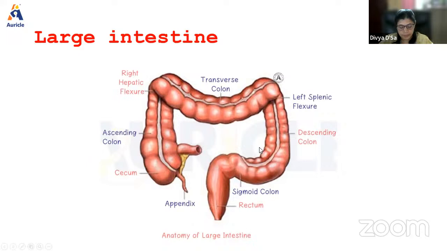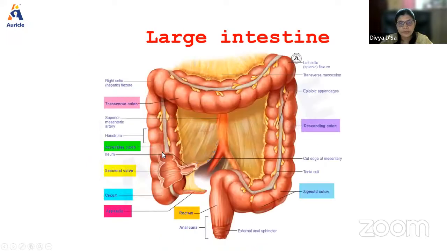So here the three features we see are the tinea coli, the appendices epiploicae, and these sacculations. Here, the tinea, we have three. One we call the tinea libera, another is the tinea mesocolica, and the other is the tinea omentalis. Towards this side is the tinea libera, this side the tinea omentalis, and this side the tinea mesocolica.